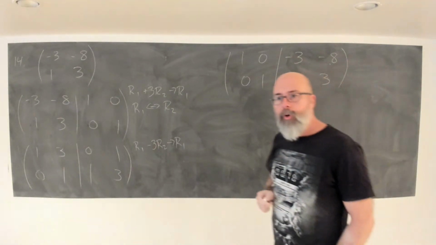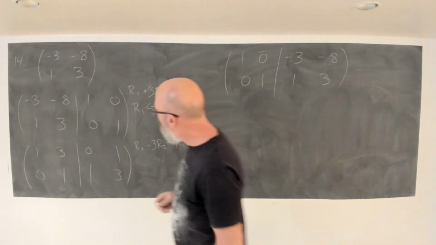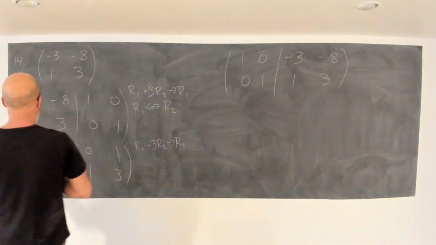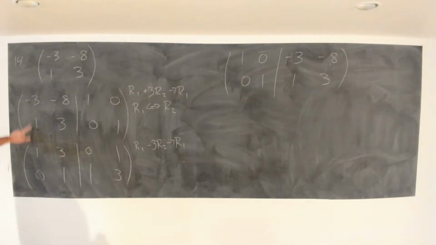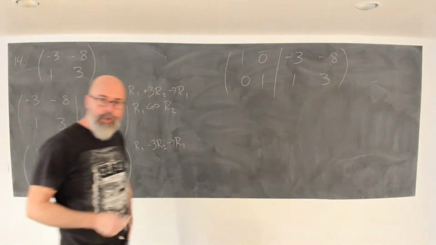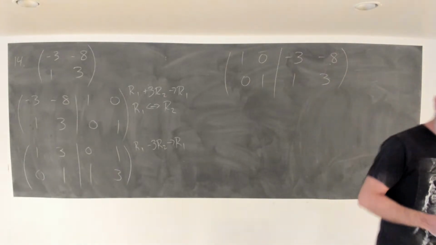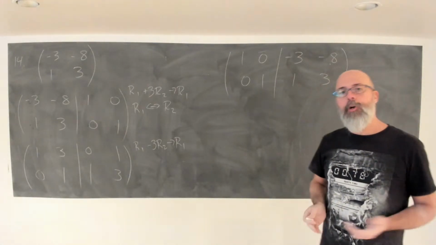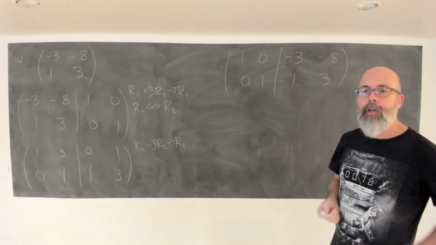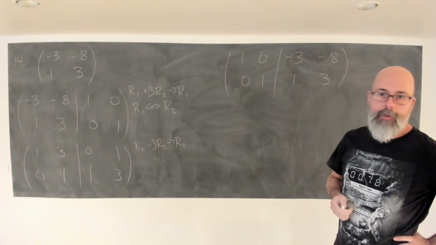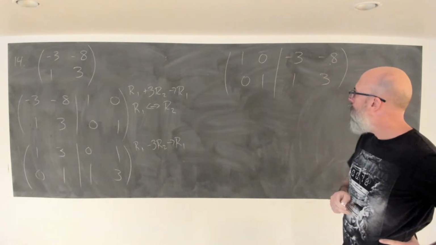Could we have done row 1 plus 4 row 2? Yeah, absolutely. Row 1 plus 4 row 2. Nothing wrong with that. It's an allowable row operation. So as long as you're using allowable row operations, it's all good. This will lead to the same answer in the end, and we're fine.